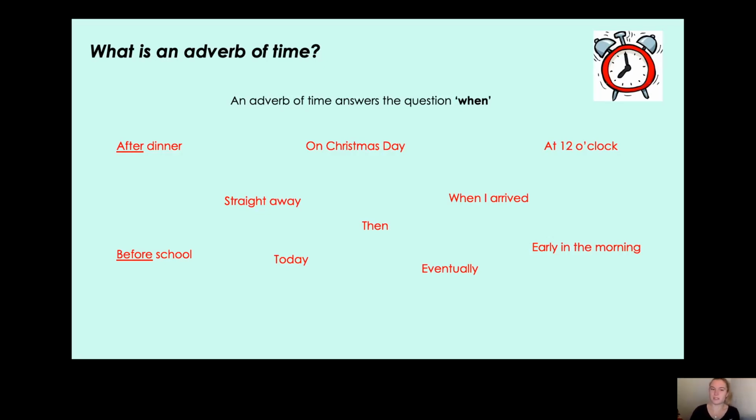Now let's have a look at some sentences with some adverbs of time in. So I have, today it is snowing heavily. Now where is my adverb of time here? You're right, it's today, isn't it? That is telling us when it is snowing heavily. It is snowing heavily today. So today is answering the question of when.